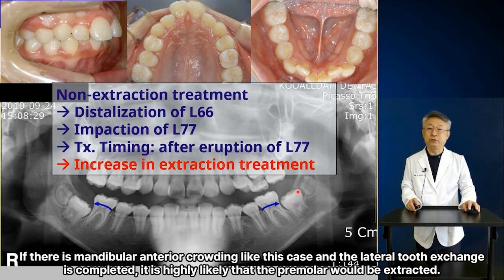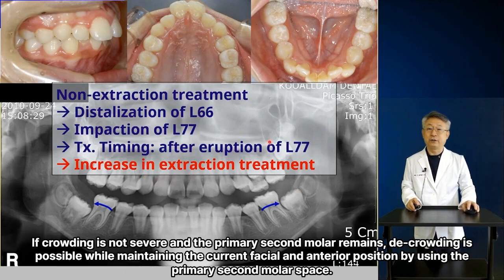If there is mandibular anterior crowding like this case, and the lateral tooth exchange is completed, it is highly likely that the premolar would be extracted. If crowding is not severe and the primary second molar remains, decrowding is possible while maintaining the current facial and anterior position by using the primary second molar space.